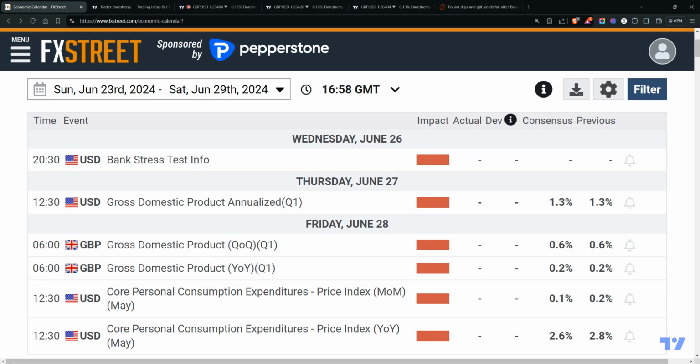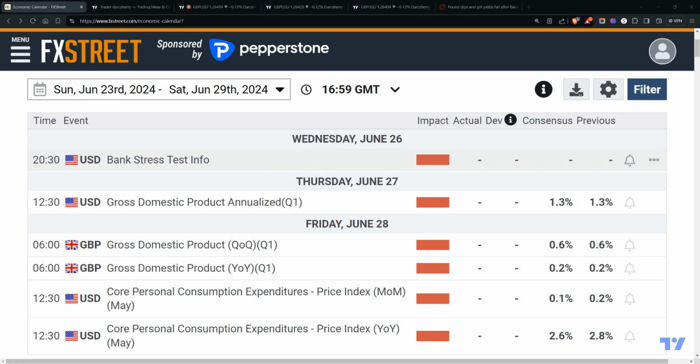on the charts. Now, based on the asset we are looking at the moment, we are going to be focusing on high impact economic features from both the United States and the United Kingdom economic docket. Now, the first high impact event for the coming week is going to be showing on Wednesday, June 26th. And the first one here is coming in from the United States, and that is the bank stress test info.